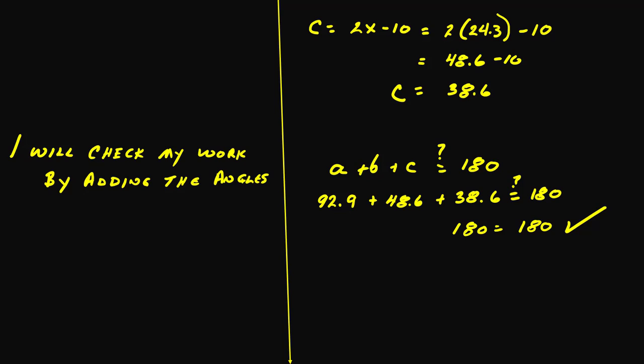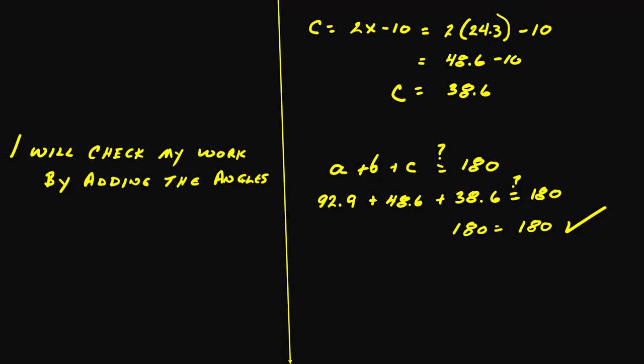Coming to the next page, we'll do the same thing for angle C. C equals 2x, subtract 10. I'll replace that x by 24.3. You might hear your instructor say, I will substitute 24.3 into the equation for C. When you do that, you'll get 2 times 24.3, bring down the subtract 10. Do the arithmetic.